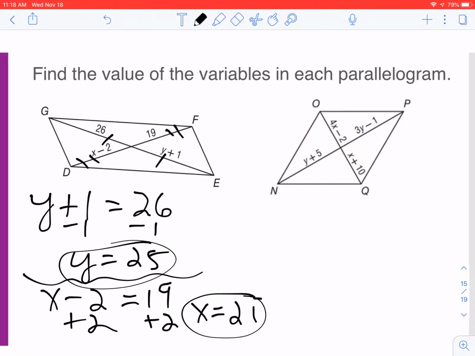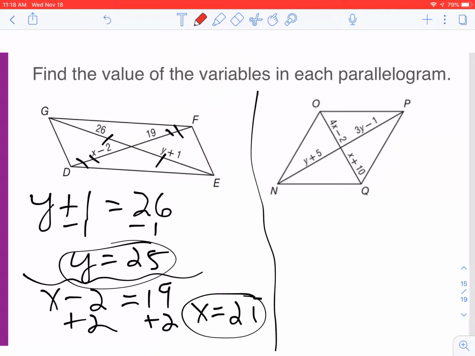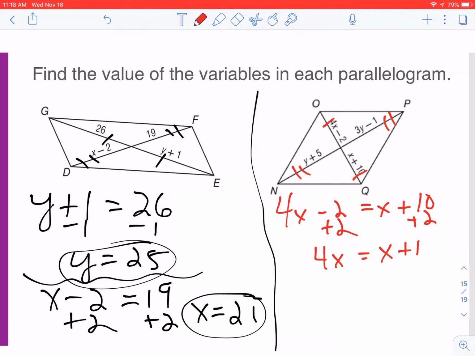What I want you guys to do is try this next one on your own. Okay, so we should mark it like this, mark it like this. The x's and y's make it easy. 4x minus 2 equals x plus 10. Add 2. So now I have 4x equals x plus 12. Minus x, 3x equals 12, divide by 3, x equals 4.